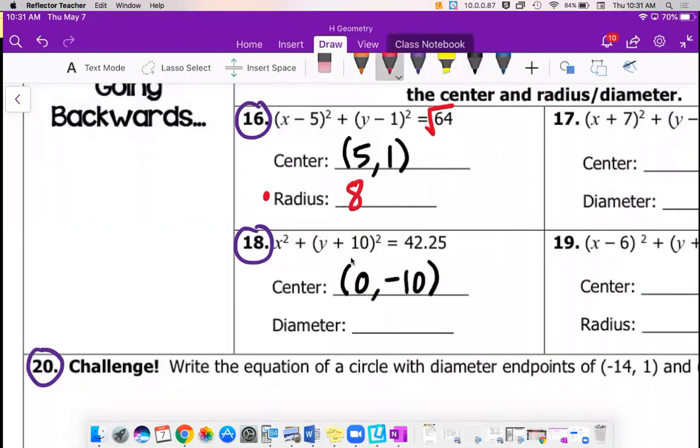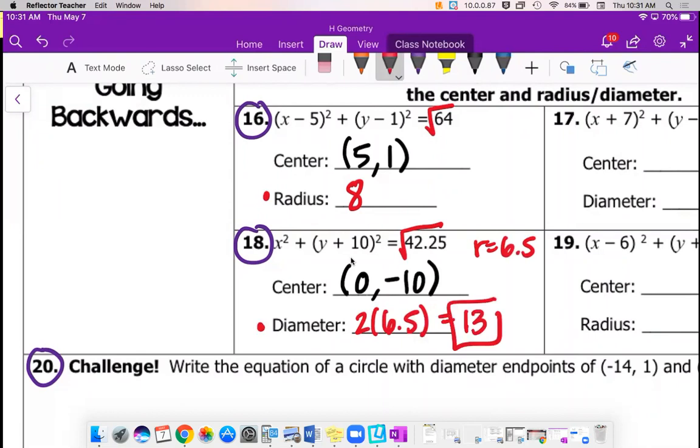And then in order to get the radius, we do the square root of this. So the square root of 42.25 is 6.5. And then this was a little tricky. They asked for the diameter. So you're just going to do 2 times 6.5, and you'll get that your diameter is 13. So that should be your answer.